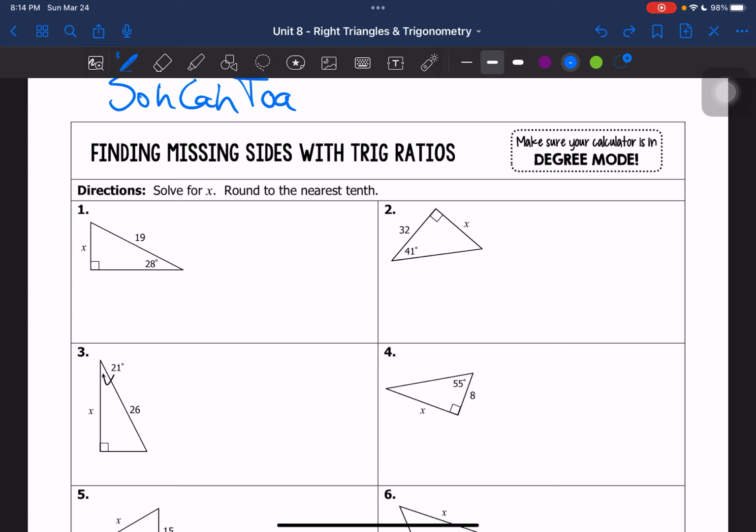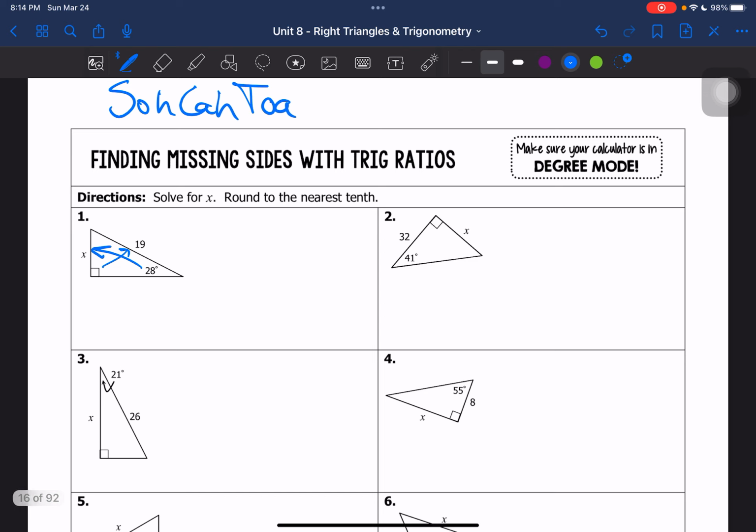I know that this angle over on the right is 28 degrees, and the side that I'm trying to find is the leg opposite to my angle. And I also know that I'm starting with 19, and that's the hypotenuse. So if I'm given the side that's opposite and the hypotenuse, that means that I'm going to have to use sine as my trigonometric ratio. So I'm going to use the sine of my angle.